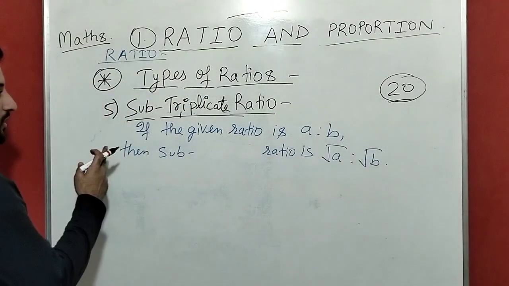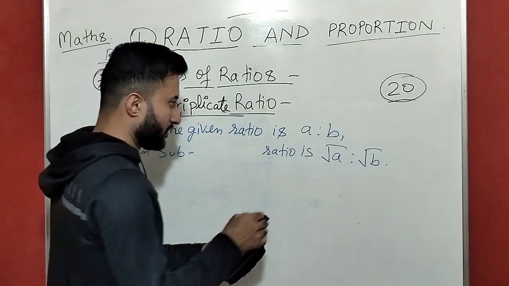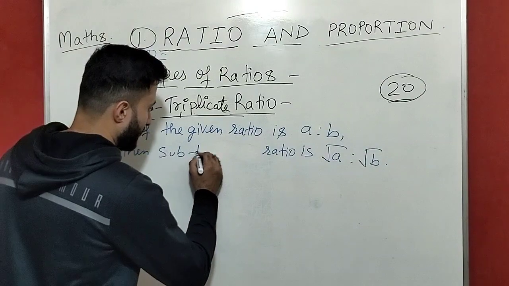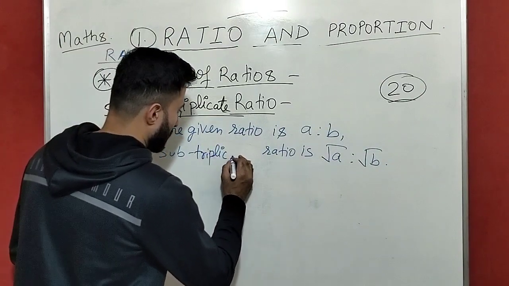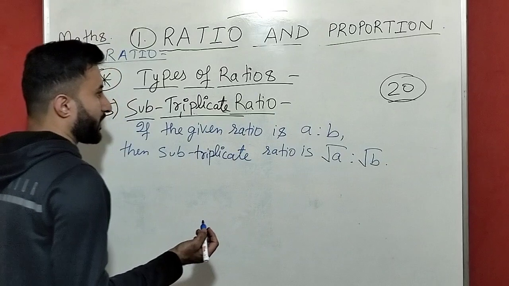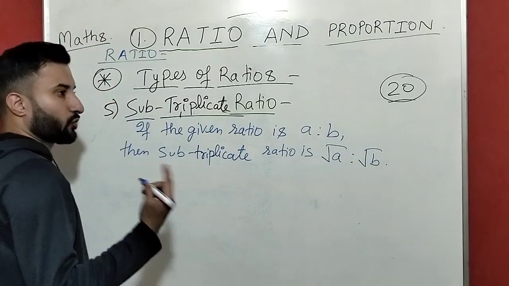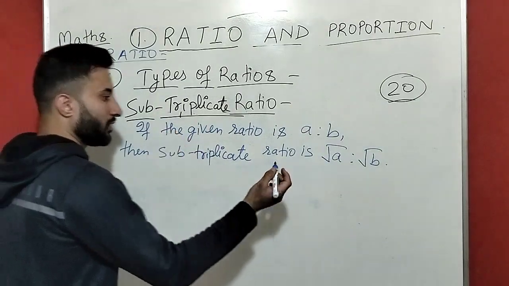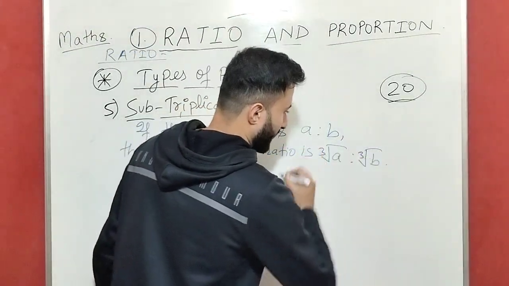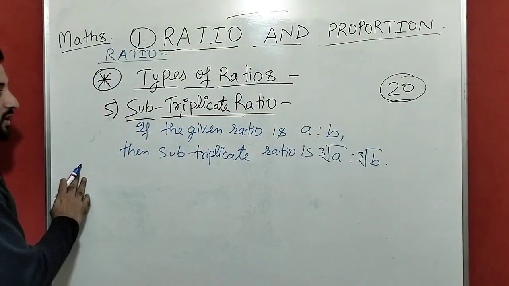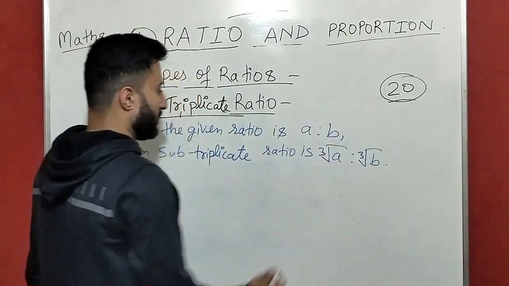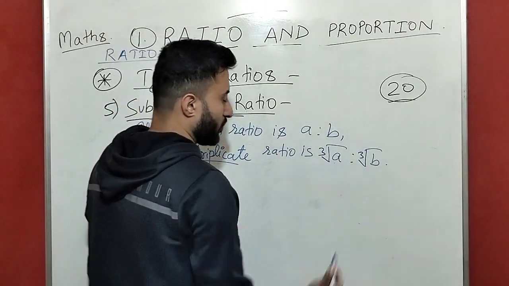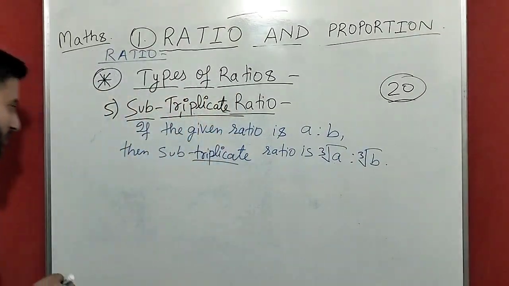If the given ratio is A is to B, then the sub triplicate ratio is as follows. As I have told you, duplicate ratio is the square of that ratio, sub duplicate means square root, triplicate means cube of the ratio, and sub triplicate means cube root of that ratio. So if the given ratio is A is to B, then the sub triplicate ratio is cube root of A is to cube root of B.